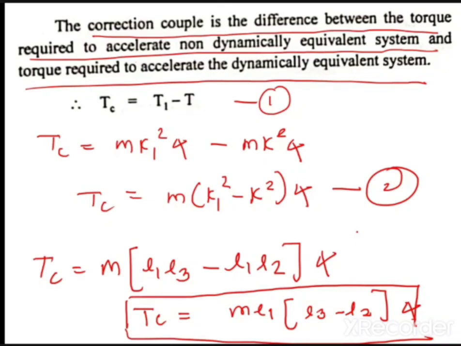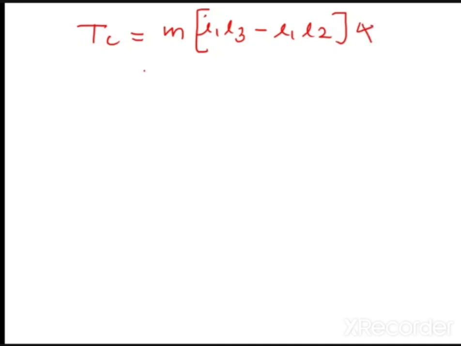तर this correction couple, आता हे जे तुम्ही correction couple कॅल्क्युलेट केलंय, मी मागे जातो. काय कॅल्क्युलेट केलं correction couple? TC is equal to M into L1 L3 minus L1 L2 into alpha, right? So this is nothing but a correction couple. This is nothing but a formula for the correction couple. आता हे तुम्हाला कुठे अप्लाय करायचंय? This is nothing but a correction couple which must be applied. हे कधी अप्लाय करणार तुम्ही? कधी अप्लाय करणार करेक्शन कपल?